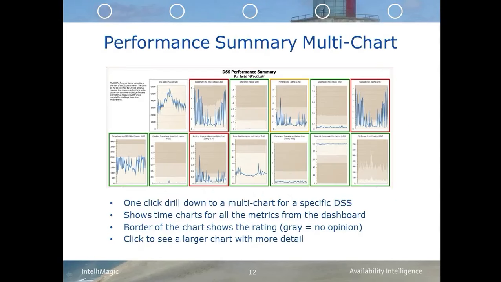When you click on a dot in the dashboard, you drill down to a multi-chart with all the relevant metrics for that disk storage system. The border of the chart is color-coded to show the rating. In this case, a gray border indicates no rating applies. From the multi-chart, you can click and see a full-size chart. From there, you can drill down to even further detail, such as SSIDs, ports, storage pools, volumes, etc.